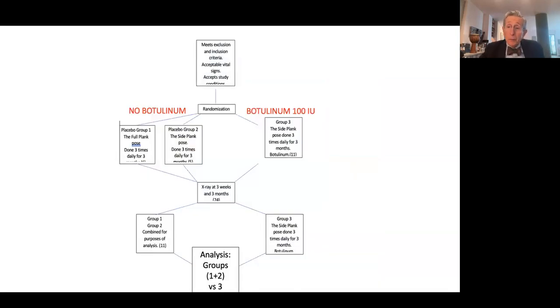So we set up a study in which we excluded people who were pregnant or who had some botulinum before. This is botulinum toxin type A. These people got no botulinum toxin. Some got a placebo yoga pose that used both sides equally, and being symmetrical had no effect on their scoliosis. Others got the real yoga pose, but they got a sham injection. These people got both the real injection and the real side plank. We got x-rays when they started, at 3 weeks, and at 3 months. Then we compared all these people that didn't get the botulinum with the people that did.